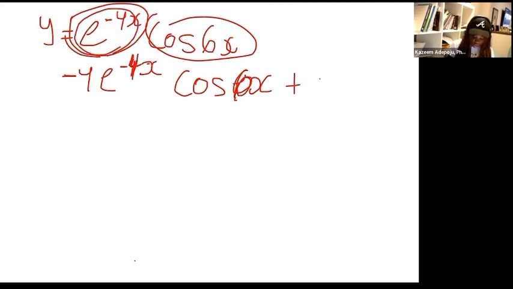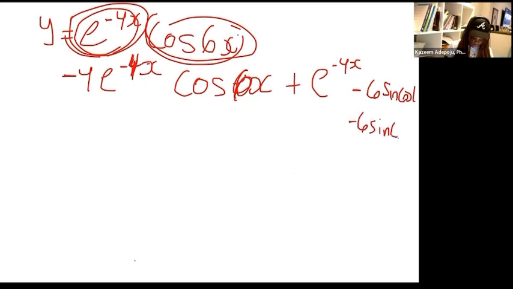So it's going to be exponential raised to -4x. And then now what we have to do is differentiate this right here. It's super easy to differentiate this. So what we're going to write is -6 sine 6x. So -6 sine 6x. That's super easy, guys.